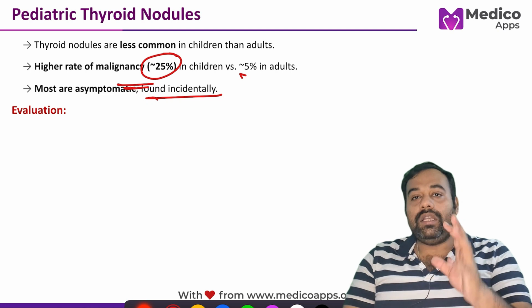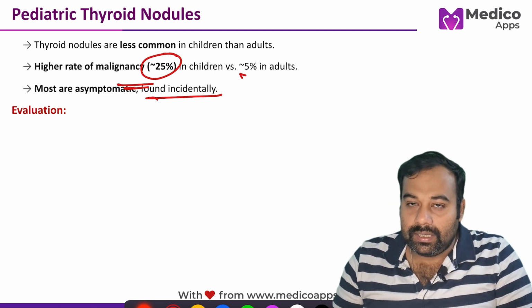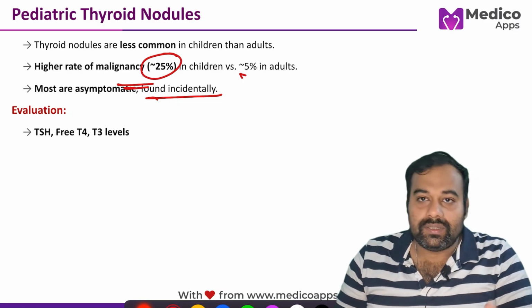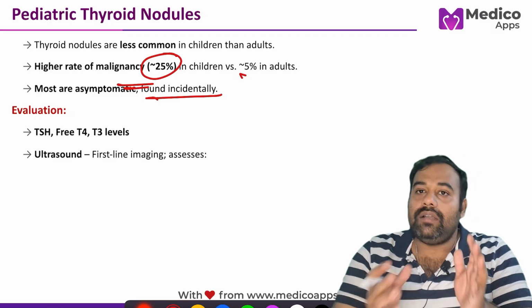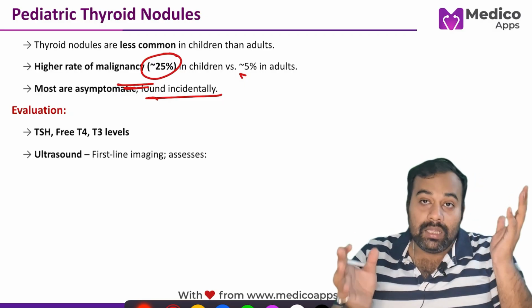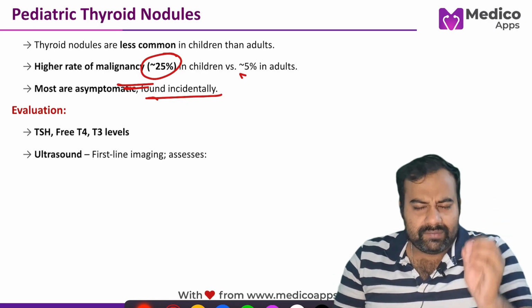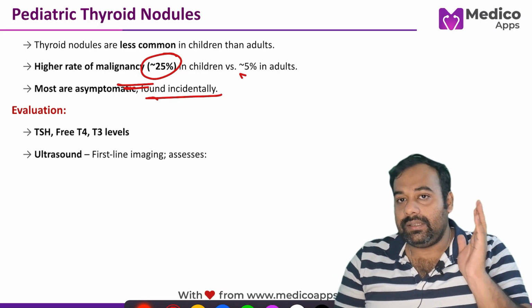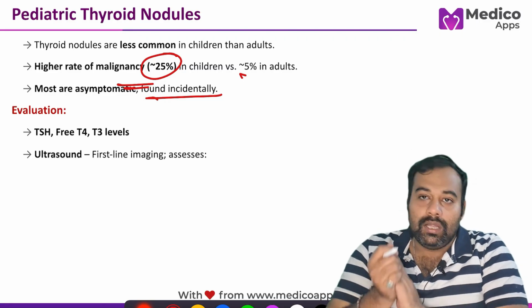So how to evaluate such cases? It always starts with a thyroid function test. You should go ahead with a TSH, FT3 and FT4, right? Following that, your ultrasound is going to be your initial imaging. In the ultrasound there are a few important things that the radiologist is going to detect.